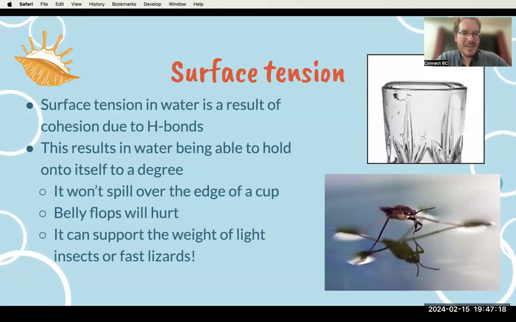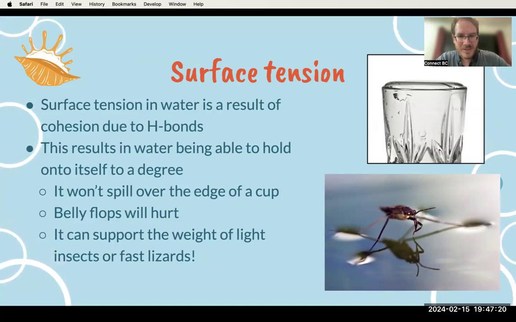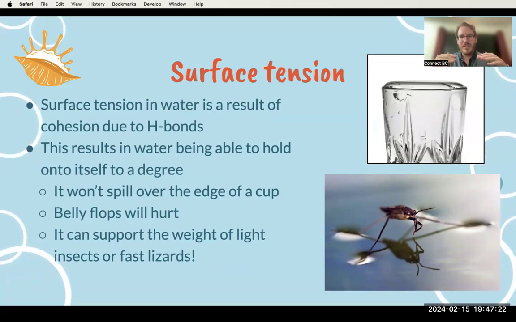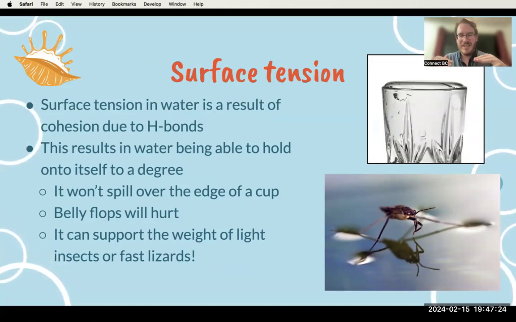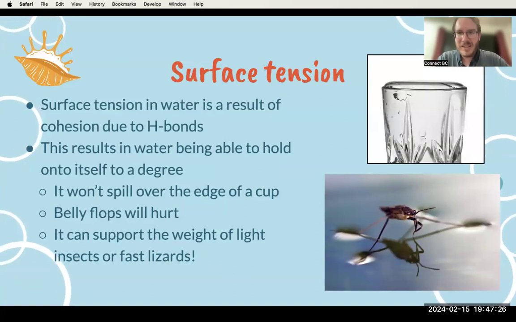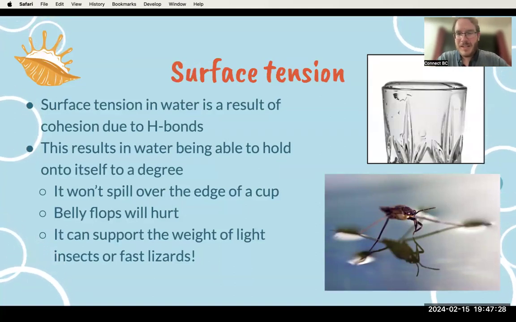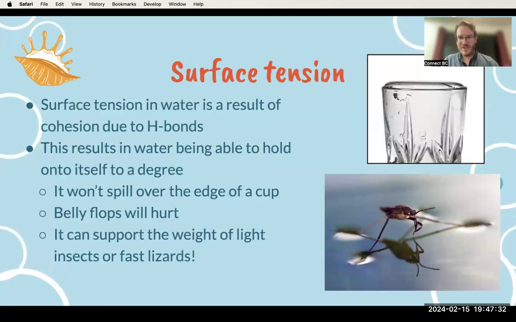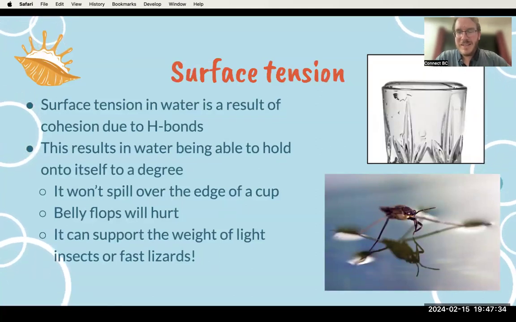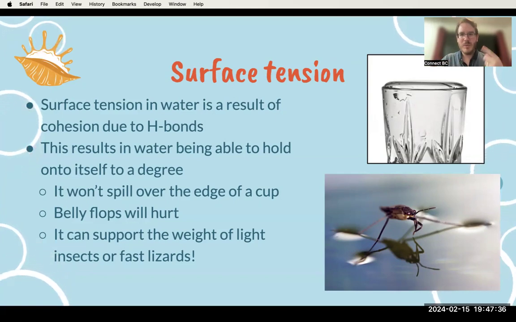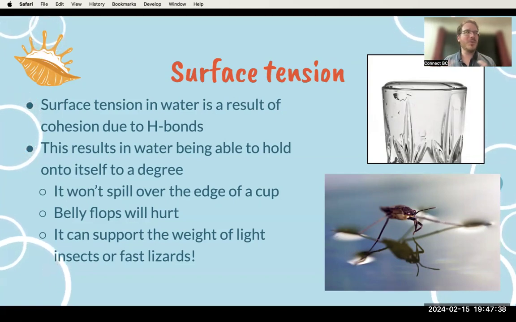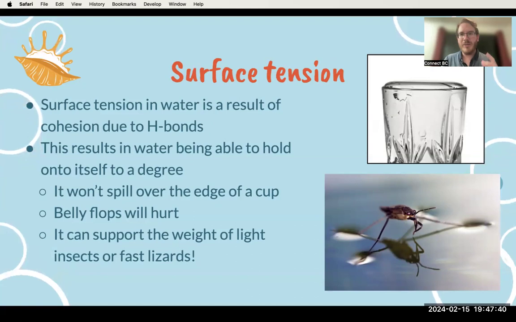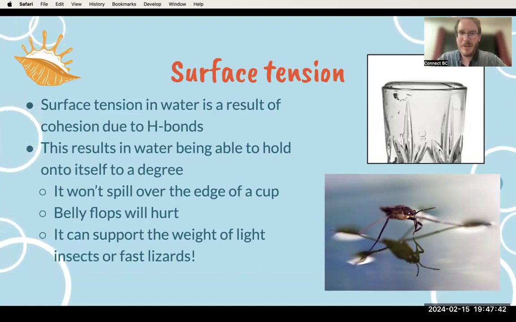And it also allows the weight of light objects to actually sit on top. That water tension as a result of cohesion is actually strong enough to allow little things to sit on top. So this little bug here, he can stand on the water as long as he's very light and that weight is spread out. And there's even lizards that can run quickly across the top of the water by using this in a very short, temporary way with each step, but it's enough to keep it going.